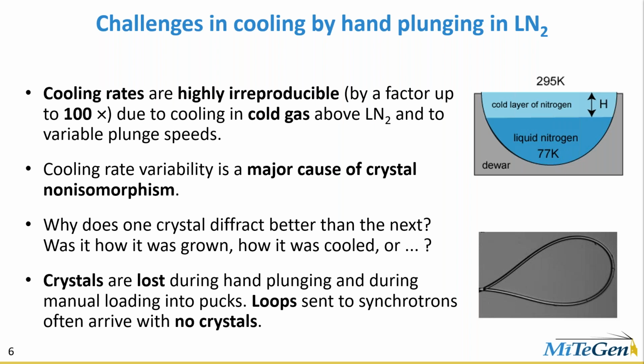An additional problem in manual plunge cooling is that the crystals are often lost either during the plunging process, maybe because you bang the loop in the bottom of the dewar, or during loading of the frozen sample into a cryovial or into a puck when you bang the side of the puck. And so loops sent to synchrotrons often arrive with no crystals in them.